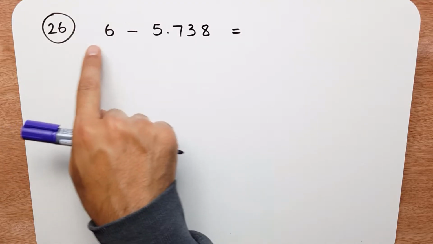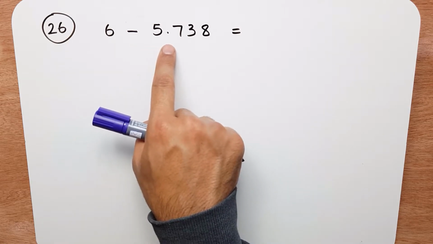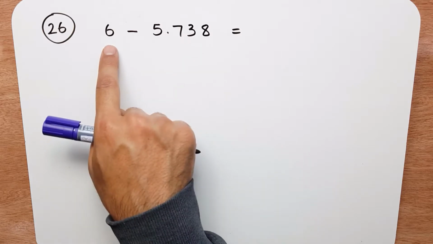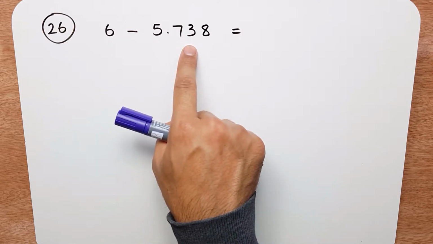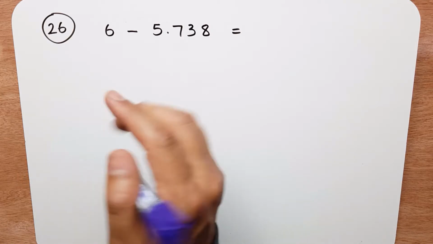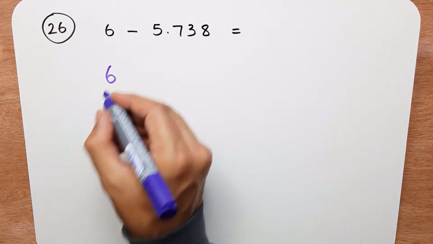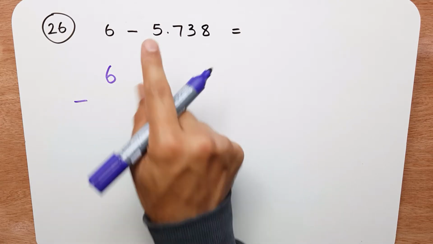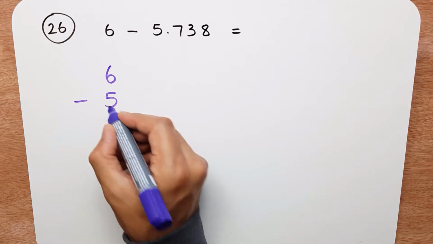In question 26, you have 6, take away 5.738. That's a whole number and that's a decimal number. So let's write them as column subtraction. 6, take away, and 5 is in the ones or the units column, so let's write that there.